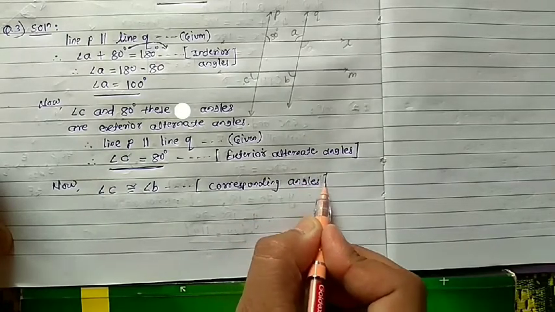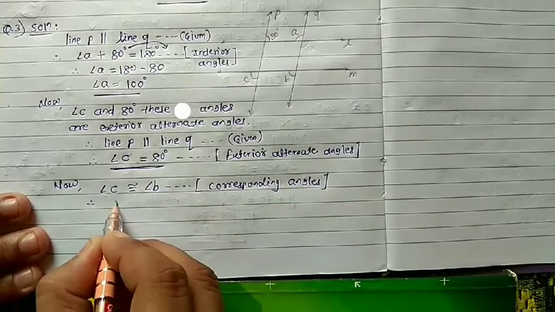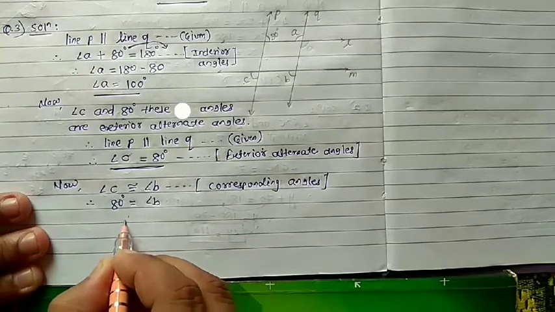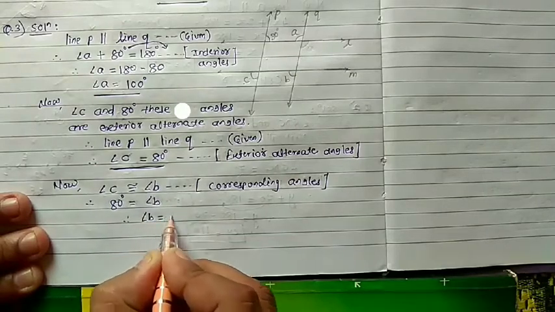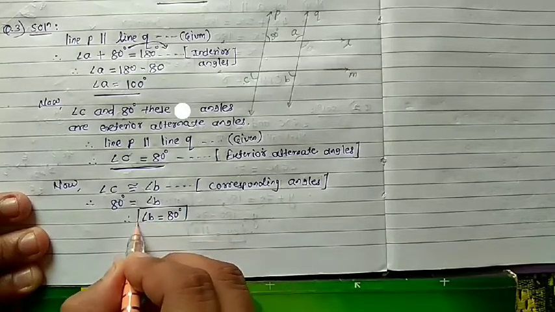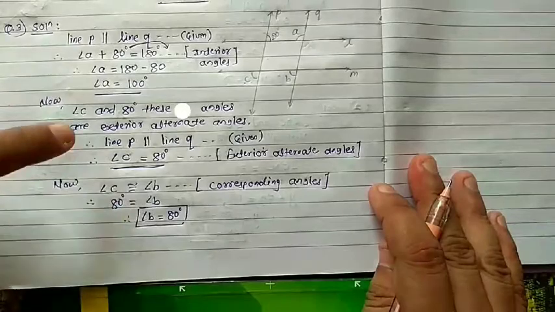Corresponding angles are congruent. So therefore the measure of angle C is 80 degrees, which is equal to angle B. So angle B equals 80 degrees. So these are the values of angle A, angle B and angle C.